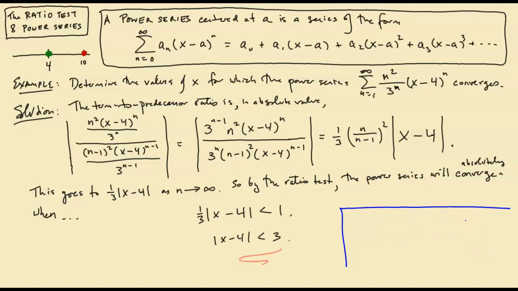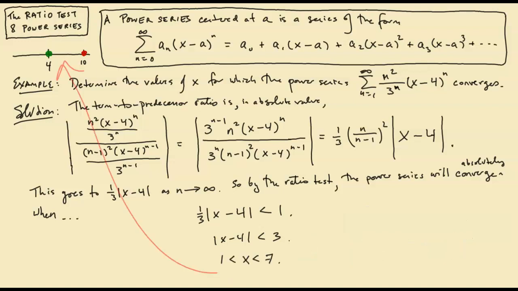But in our case, that's telling us that the series is going to converge when the distance between x and 4 is less than 3. Well, we can see what that is. I mean, here's 4 on the number line. If the distance between x and 4 has to be less than 3, then x can go out 3 units this way and 3 units that way, which takes us out to 7 in this direction and 1 in that direction. So let me write that down here. x is between 1 and 7.